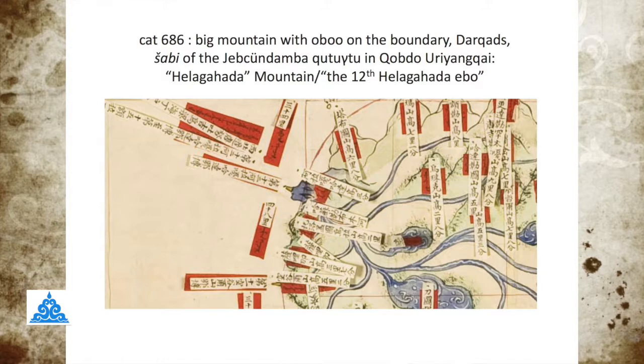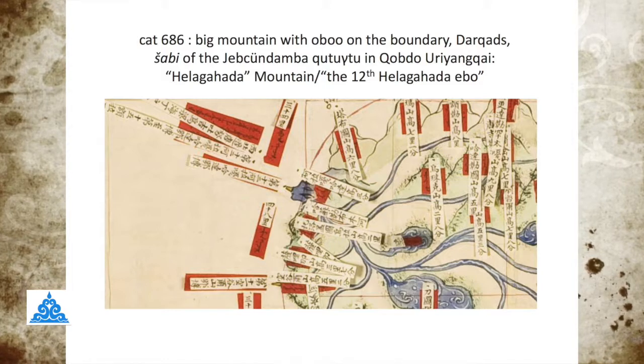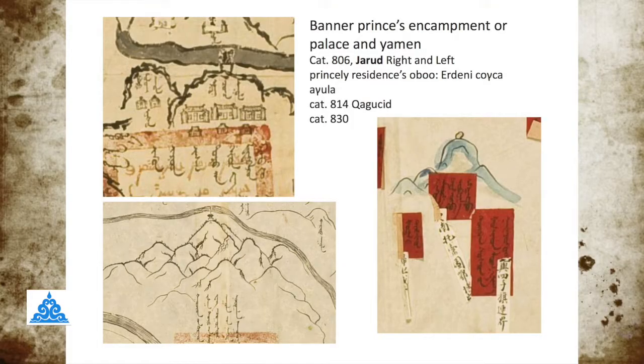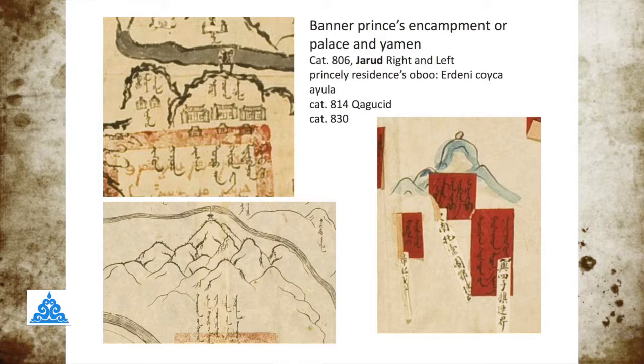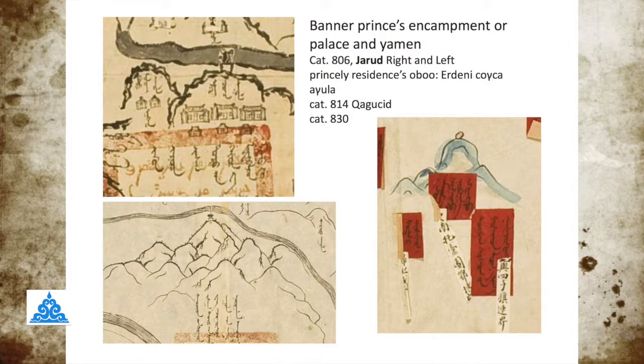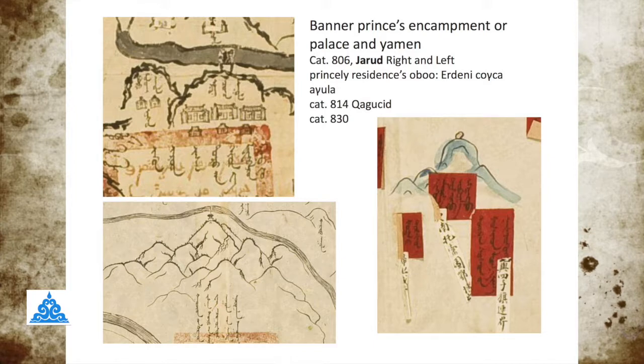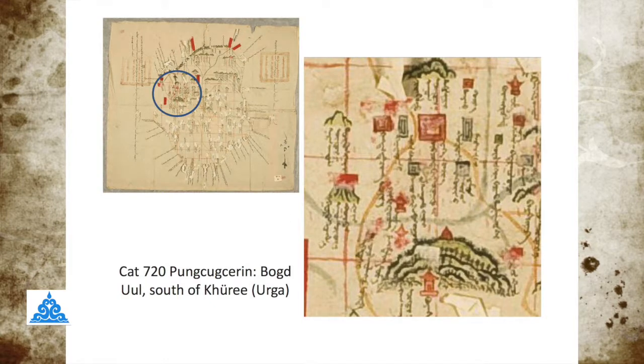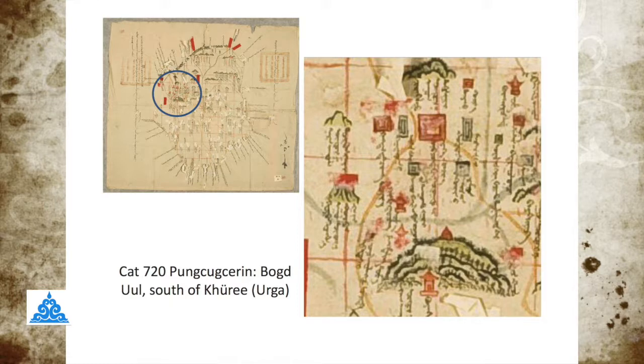Very quickly, some examples of Ovoos located behind, on the north part of the encampment or residence of the banner prince, the Jazak. You see that behind the residence is a mountain topped by an Ovoo, and many maps have one prominent mountain, often at the center, topped with an Ovoo. So it may be the banner's sacred mountain with the banner Ovoo. Here you see on the right Mount Bogdhan, which is the main Bogd Ul, the main worship mountain south of Ulaanbaatar.